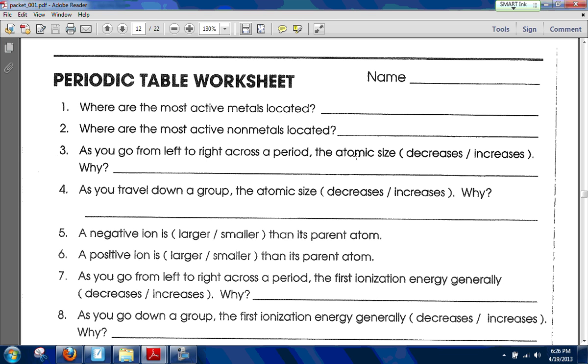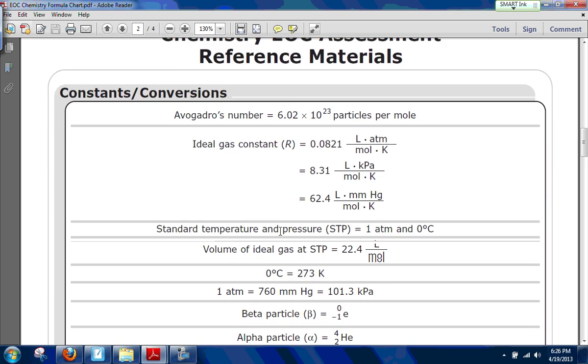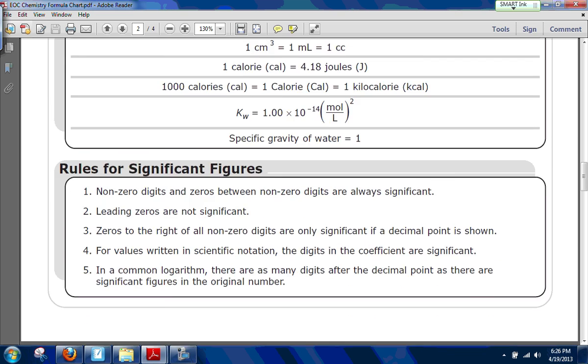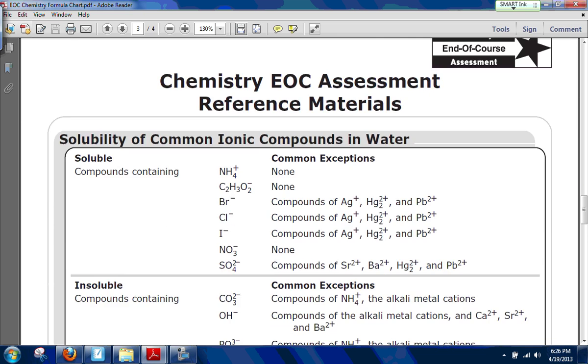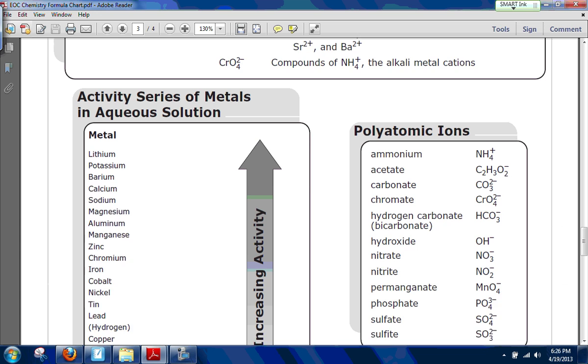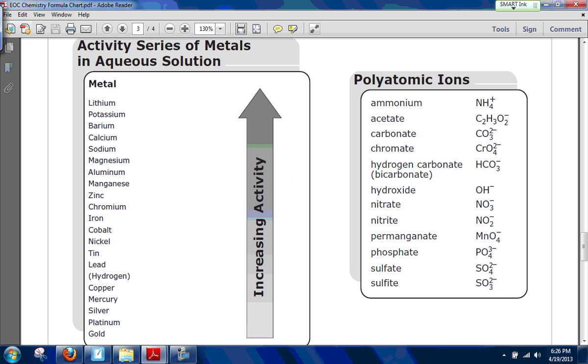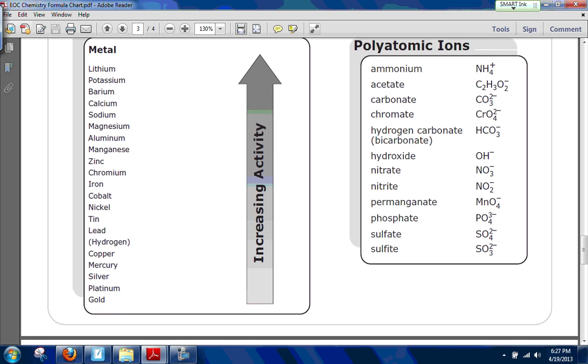Okay. Next is the periodic table worksheet. Where are the most active metals located? Well, our formula chart has a table on it, and it says activity series of metals in aqueous solutions. Well, lithium is the most active, followed by potassium, then barium, then calcium, then sodium.